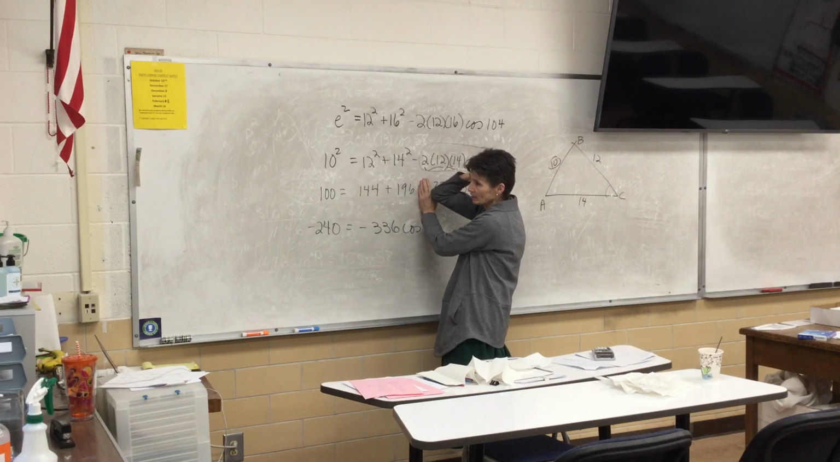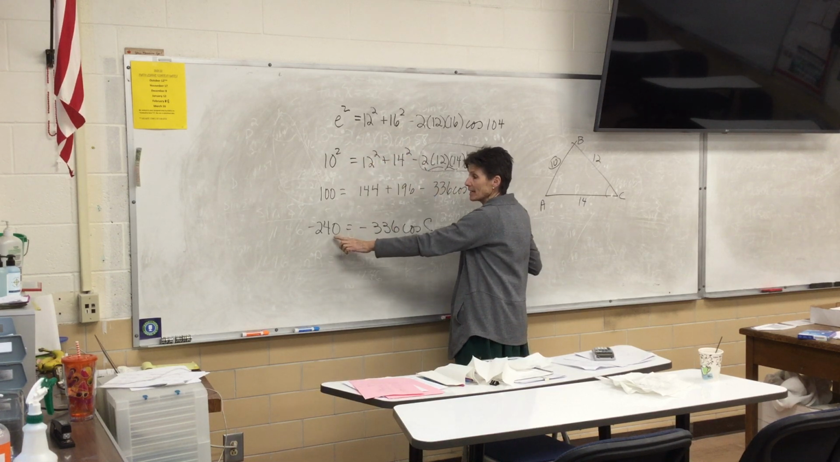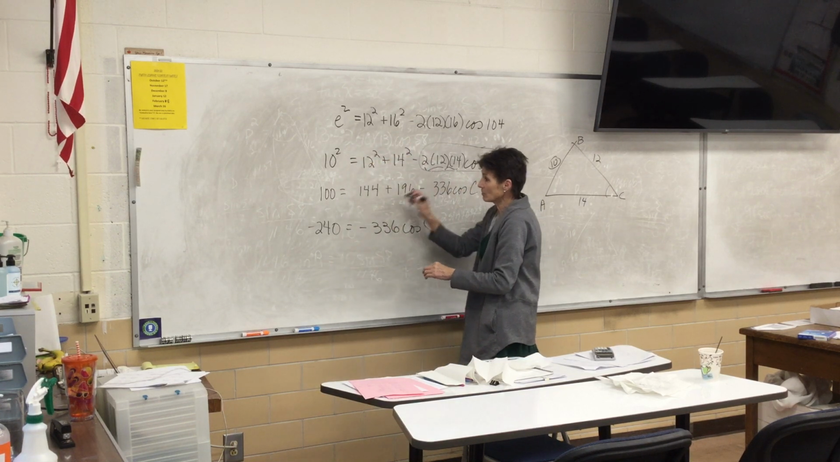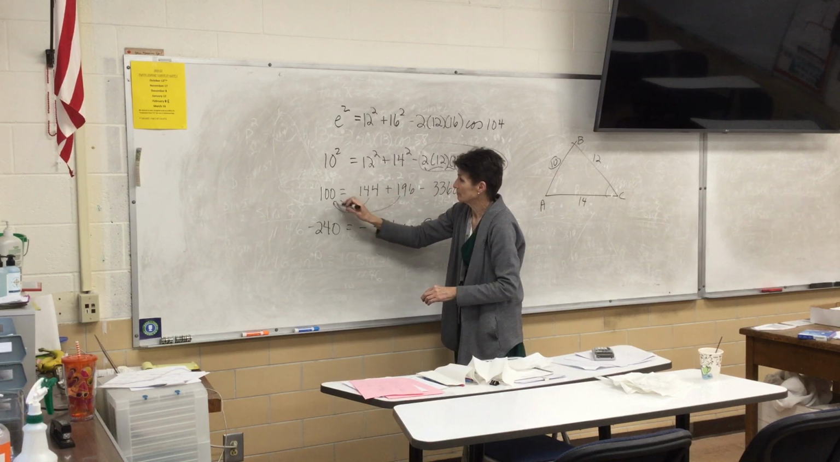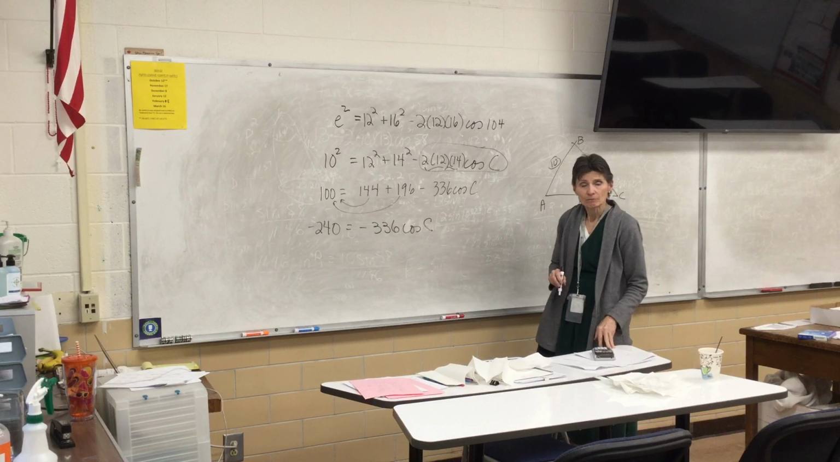And I did that on my calculator. So I did 100 minus 144 minus 196, and that's how I got negative 240. And these are now moved over. So negative 240 equals negative 336 cosine C.